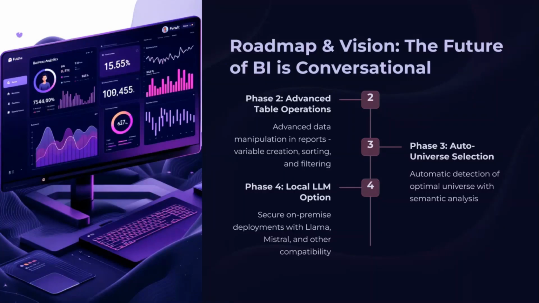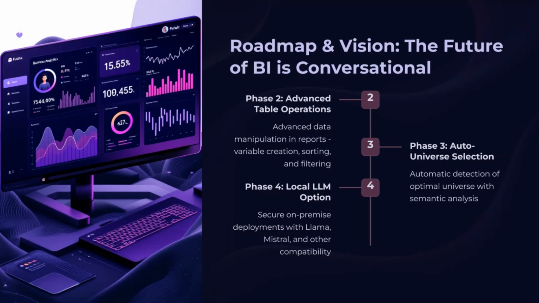So roadmap and vision, right? We all agree the future is definitely conversational. The future is AI, right? So phase 2 is advanced table operations, data manipulation, variable creation, sorting, and filtering. Some of the things that just took way too much time, AI is going to be able to do that for us. The next phase is auto universe or semantic selection, right? It's going to automatically understand what the best data source is for what we're asking.